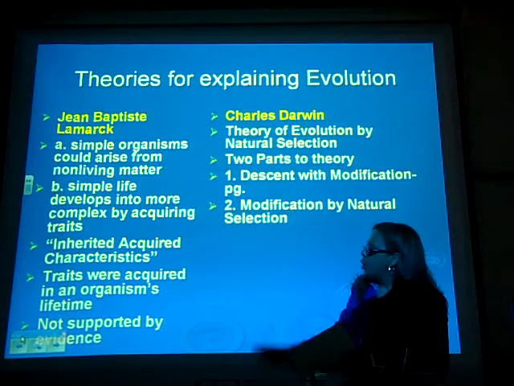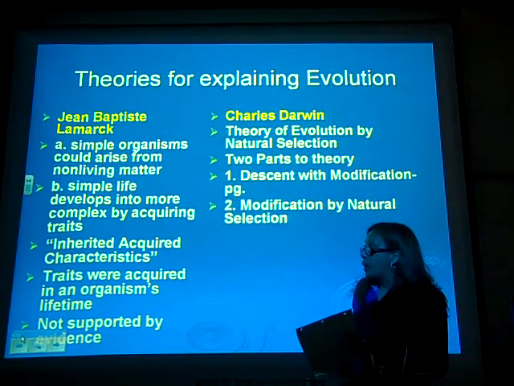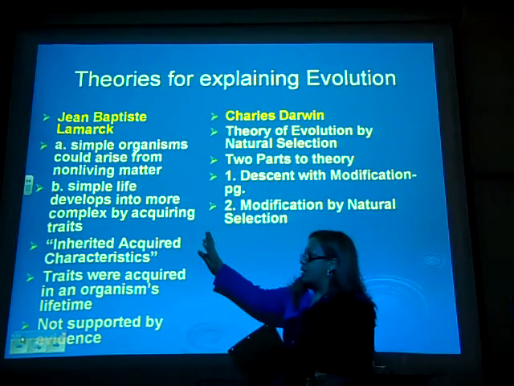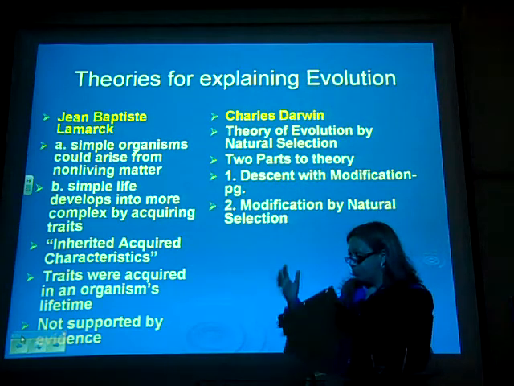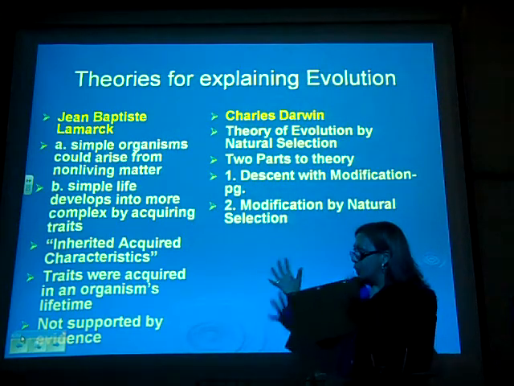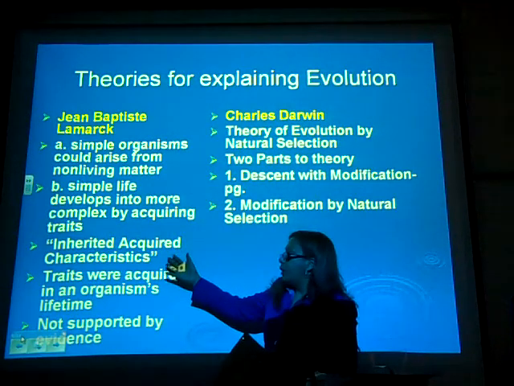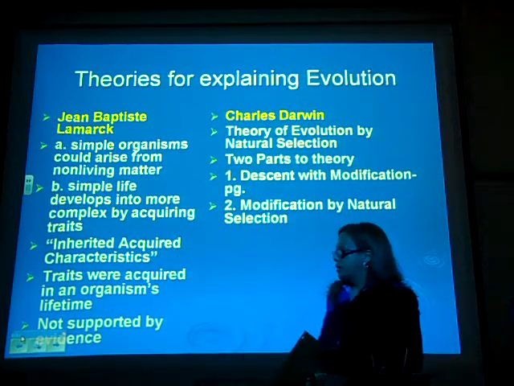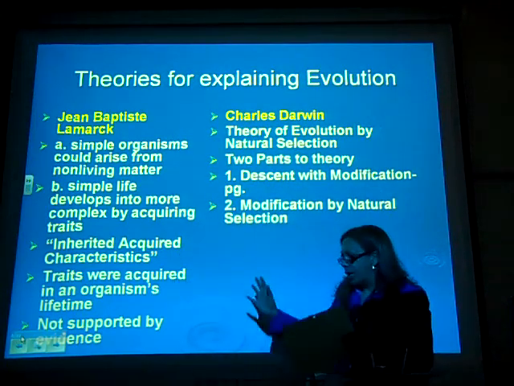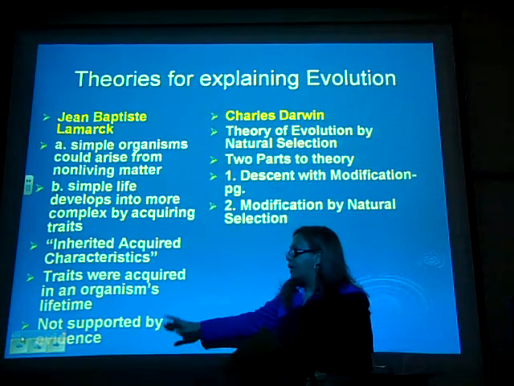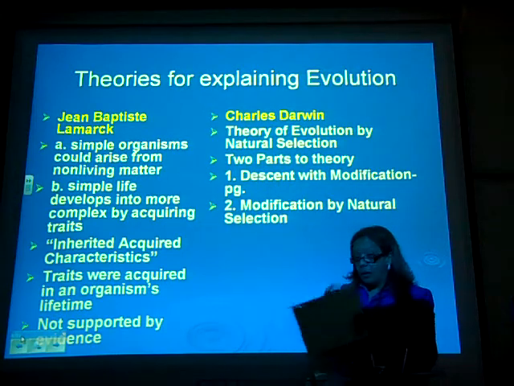He also came up with an idea that simple life developed into more complex life by acquiring traits. And this is really where his way of explaining evolution comes into play. We call this idea, or at his time a theory, inherited acquired characteristics. And so we will look further into his theory, which again was not supported by evidence. Basically, he said that organisms were able to acquire traits in their lifetime.